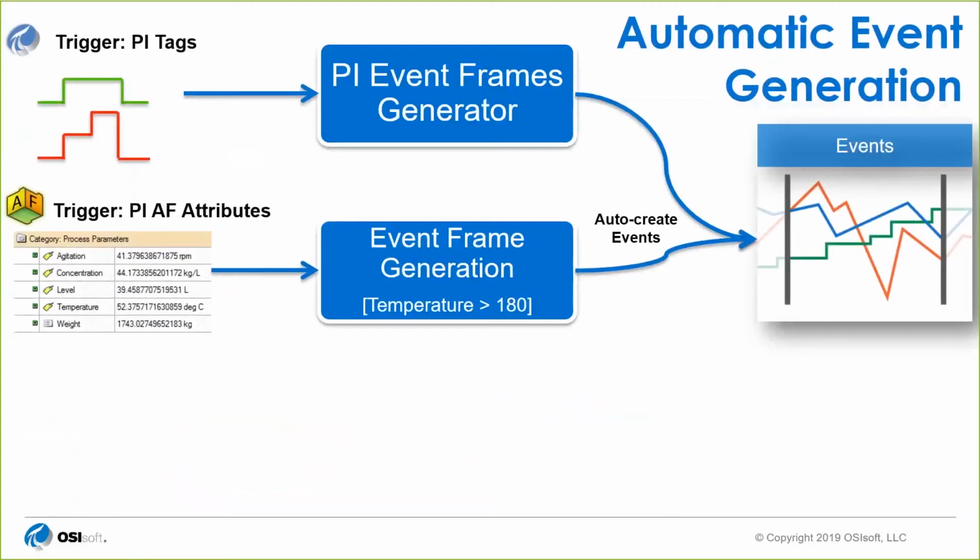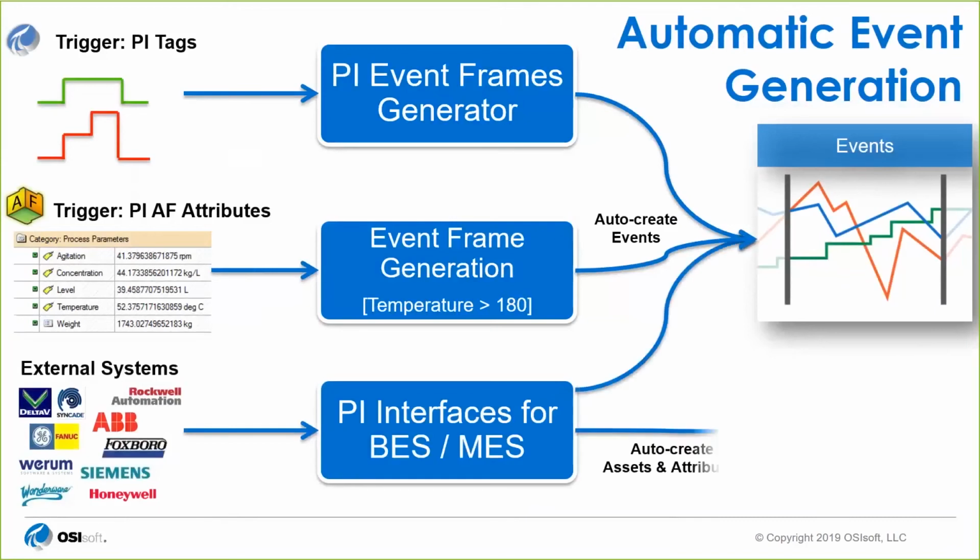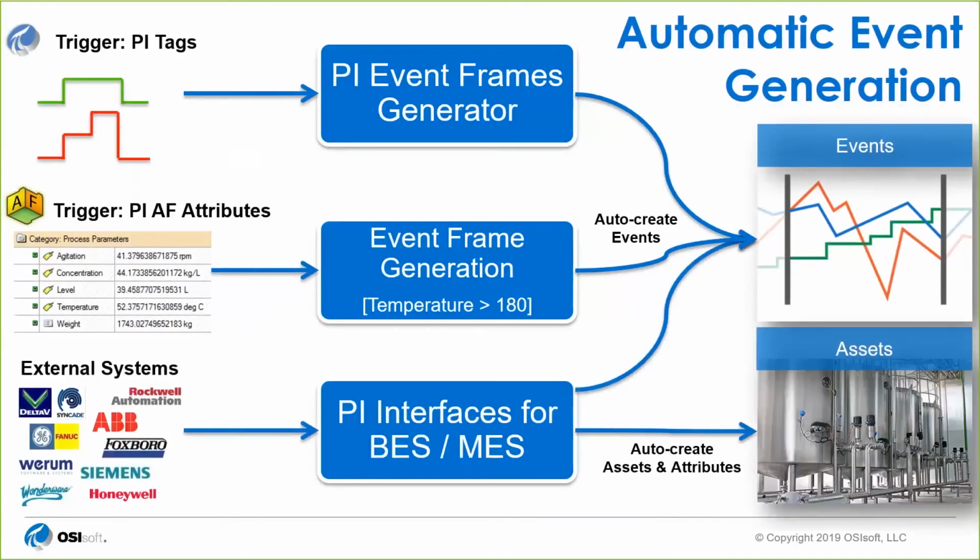So event frames can be generated by analytics that we write ourselves. We can trigger from attribute data, we can trigger from incoming data. We can have an interface that has set points and active tags that tells us here's when an event started, here's when an event ended. It's called the event frames generator interface. And there are external systems that can also hand over information that tells us, hey, this thing was detected, started here and ended here. So there are BES and MES systems that can inform us as to which pieces of equipment are having events and what they are. So with all that being said, I'm going to go ahead and jump into the demo.